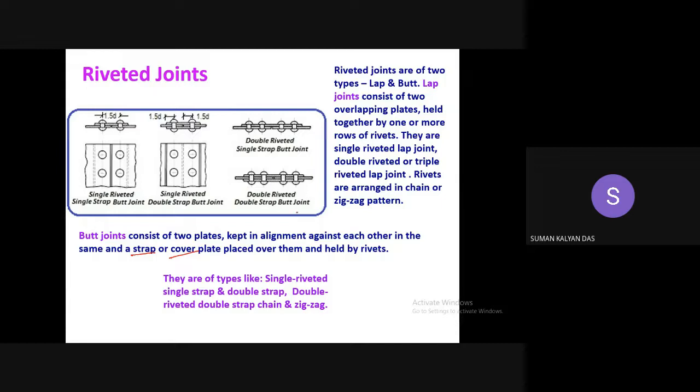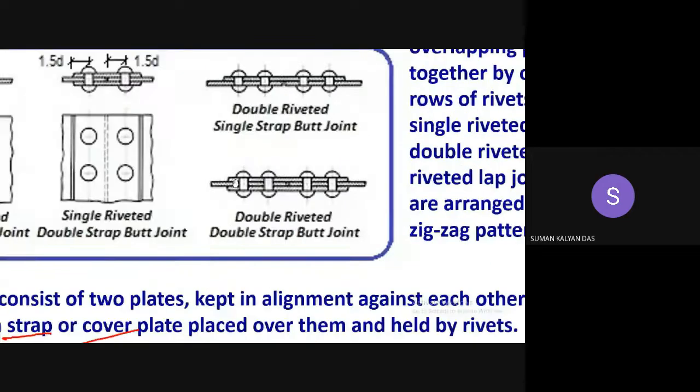Any doubt here? So maximum double strap is available, because adding more cover plates on the top and bottom normally doesn't pose much advantage. That you can see when we talk about the failure modes of the rivets. So for a butt joint, normally the configuration which gives you maximum strength is using two strap plates or two cover plates, like this one and this side.